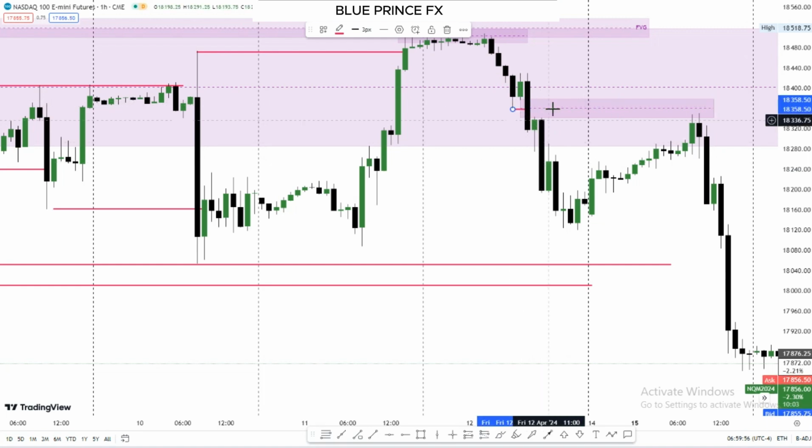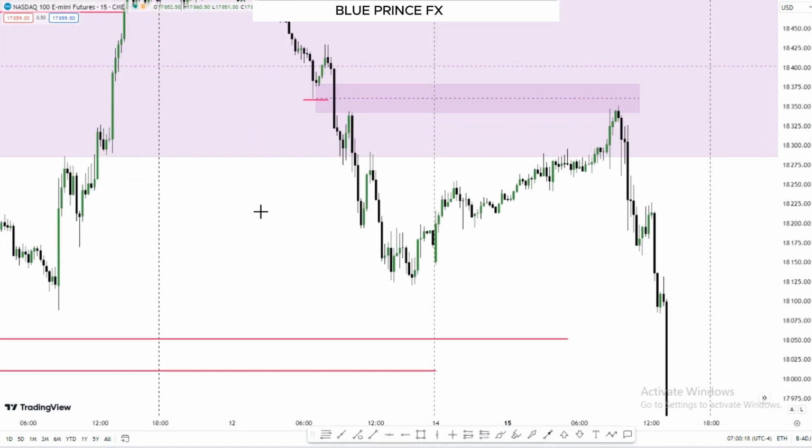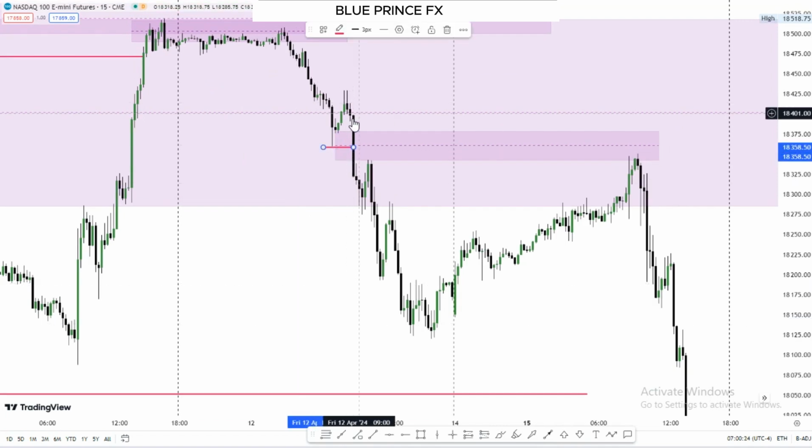So now we expect the market to come into this fair value gap before selling. Now we have our point of interest on the 1 hour time frame. Now let's go to the 15-minute time frame and look for our liquidity sweep. Okay, here we are on the 15 minute time frame. We have this market structure shift on the 1 hour time frame with this candle here.